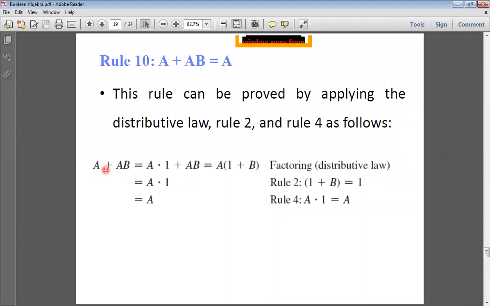Let's see here. A plus AB equal to, we can write A as A dot 1. Doesn't matter, A dot 1 is the same as A. Previously we have, it may be rule 1 or rule 2. What rule is this?